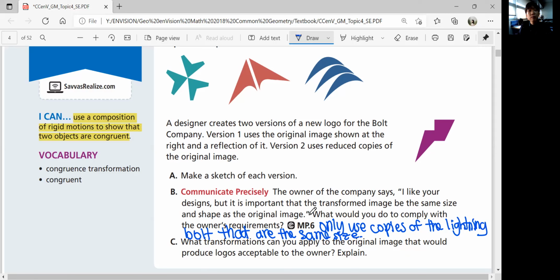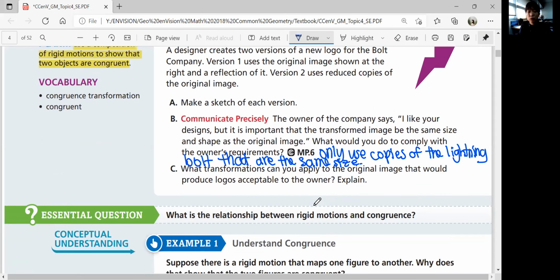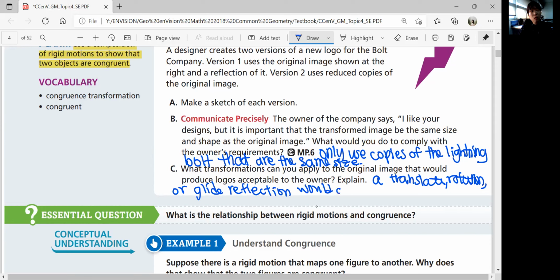What transformations can you apply to the original image that would produce logos acceptable to the owner? What kind of transformations will we use? We're only going to use rigid motions, right? So we could use translation, rotation, or glide reflection, which would also meet the requirement.